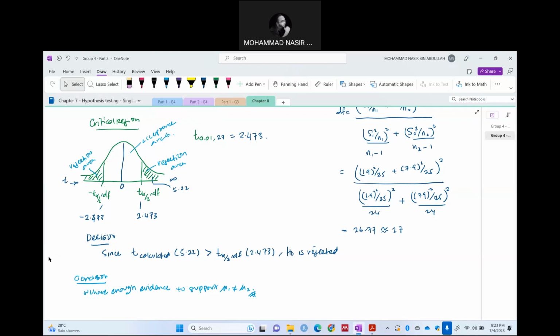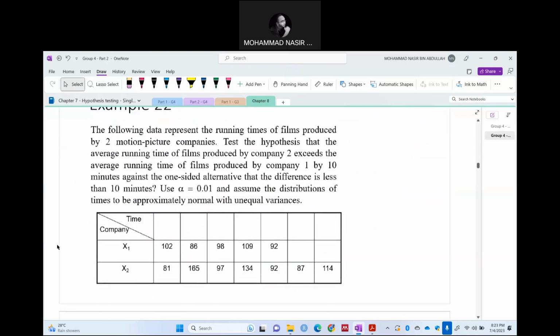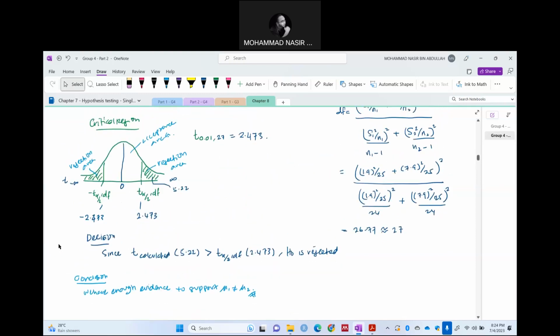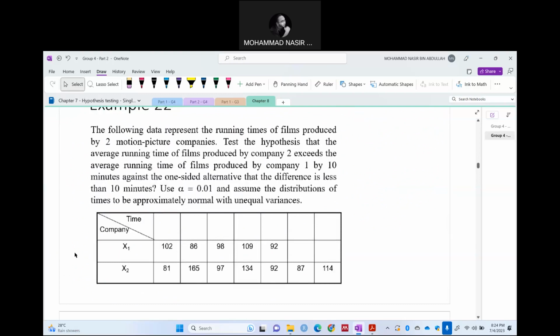Can you try example number 22? This one is done, right? Can you try example number 22? In example number 22, we have two companies, X1 and X2, company 1 and company 2.